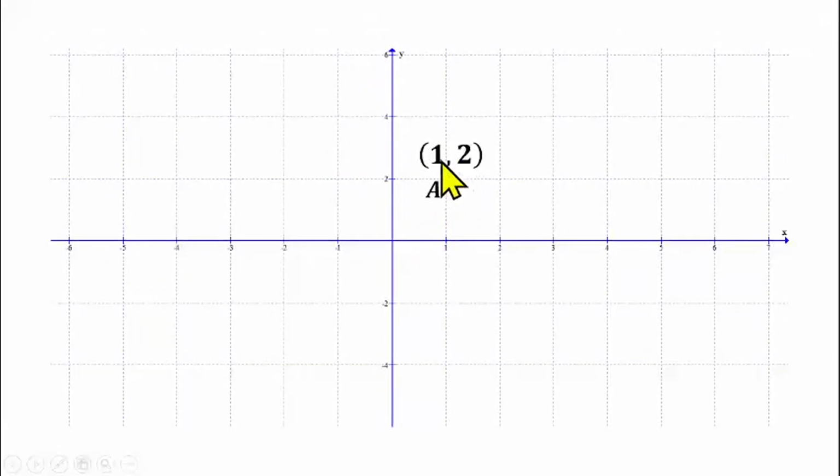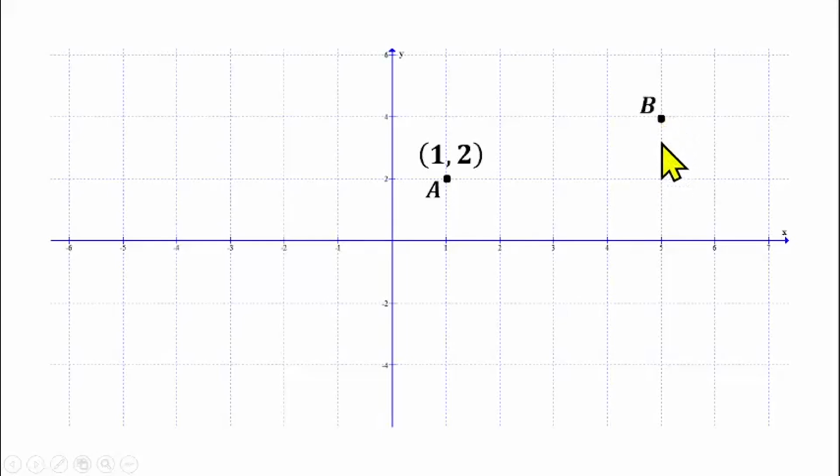So these are x and y coordinates. 1 represents x, 2 represents y. And look at the arrangement: x always comes before y. It is the x and y coordinate. So the coordinate of point A is (1, 2). Let's see another point. Let's assume there is another point here, which is this highlighted black dot. Can you tell me the coordinate of this point?